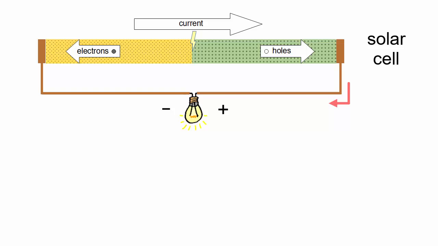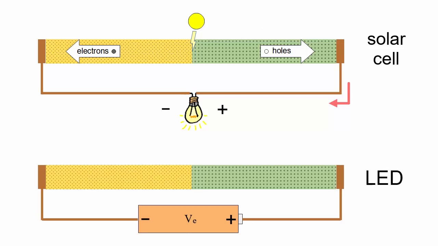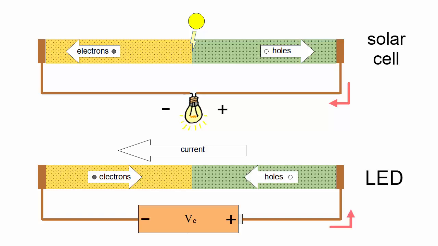A light-emitting diode is a solar cell operating in reverse. An external power source feeds a steady supply of electron and hole majority carriers toward the junction. They are injected across the junction, where they become minority carriers and recombine with the majority carriers there, releasing energy as light.